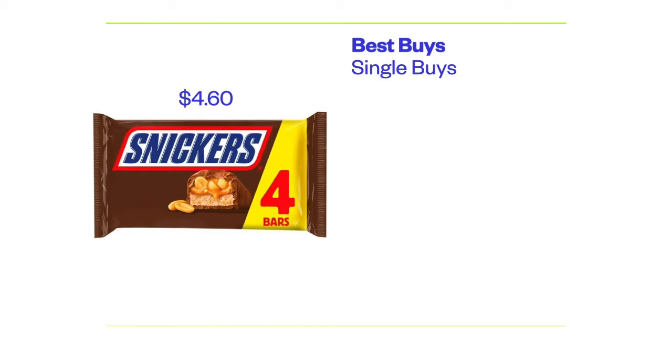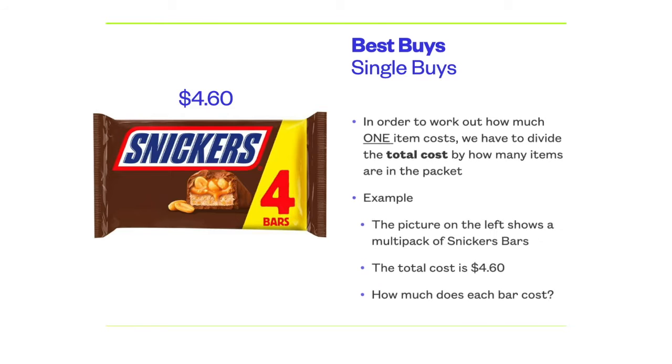Single buys. In order to work out how much one item costs, we have to divide the total cost by how many items are in the packet. For example, the picture on the left shows a multi-pack of Snickers bars. We can see that it tells us it has 4 bars. The total cost is $4.60. How much does each bar cost?